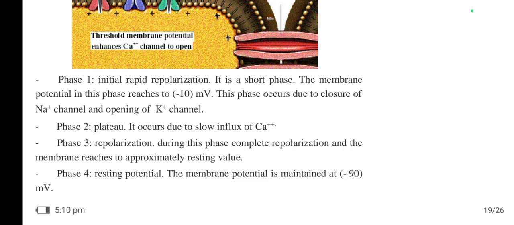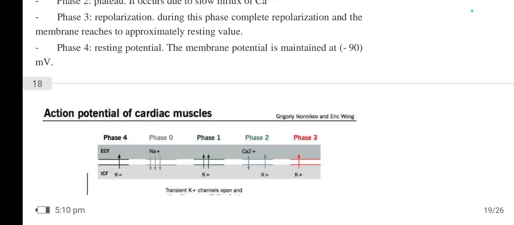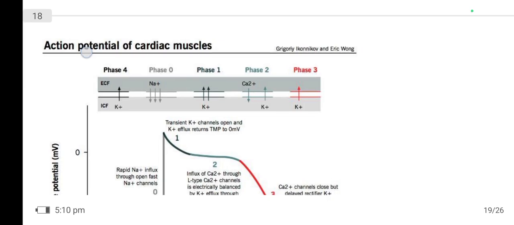Phase 2 is plateau. It occurs due to slow influx of Ca++. And phase 3 is repolarization. During this phase, complete repolarization occurs and the membrane reaches approximately the resting value. Phase 4 is resting potential. The membrane potential is maintained at minus 90 mV.